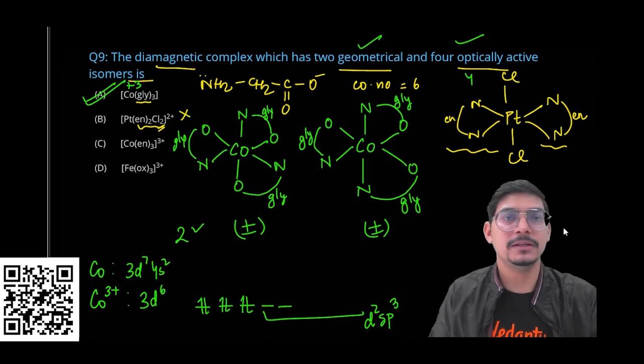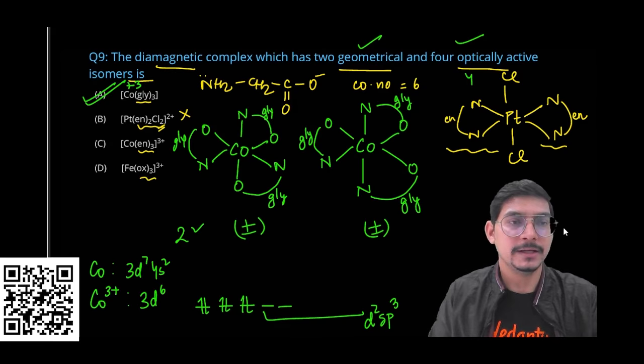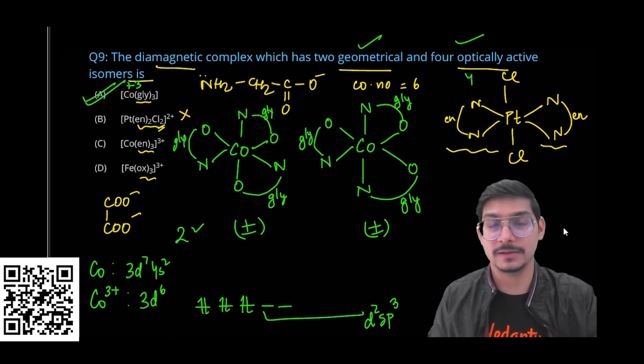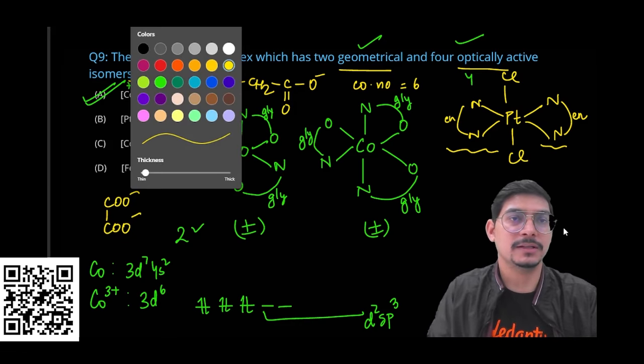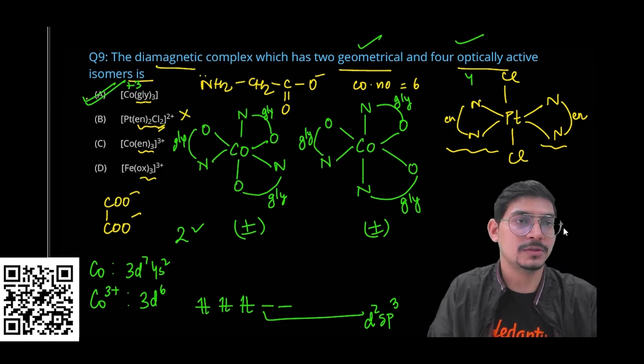In option C and D, we cannot have geometrical isomerism because we have 3 symmetrical bidentate ligands. In en3, there are 6 nitrogen donor atoms. No way geometrical isomerism will exist. In the complex D, ox is short for oxalate. Again, it's a symmetrical bidentate ligand, so both donor atoms are of the same element, that is oxygen, so no geometrical isomerism will exist. The correct answer to this question would be your option A.